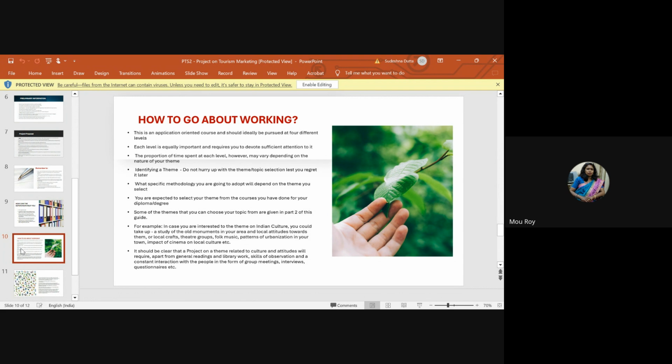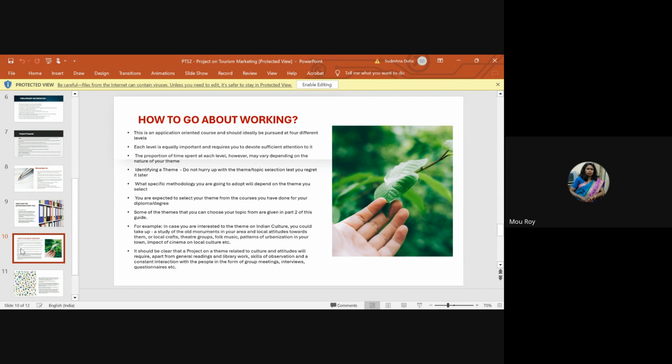You try to market your food, you try to market your destination, you try to market your culture, you try to market your local cuisine, you try to market your festival. So you can do all this. You are expected to select your theme from the courses you have done for your diploma degree. Some of the themes that you can choose your topic from are given in part 2 of this guide.